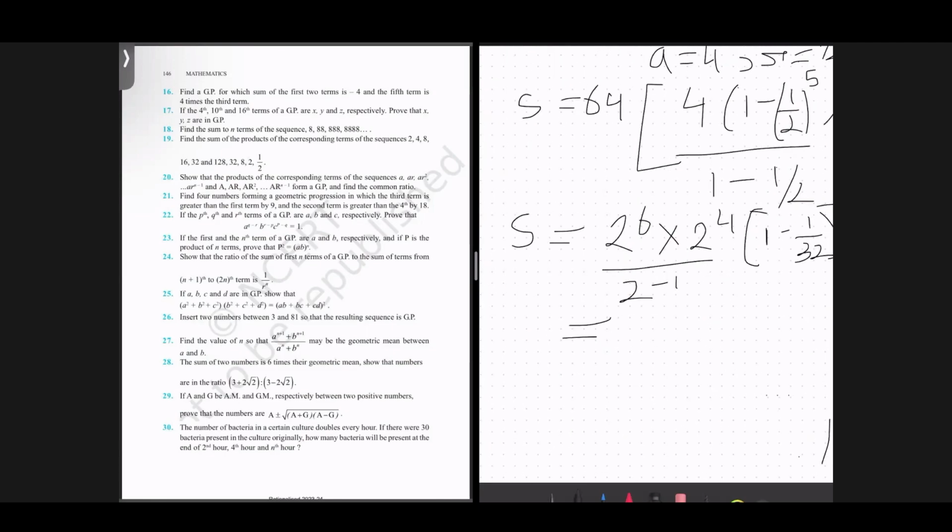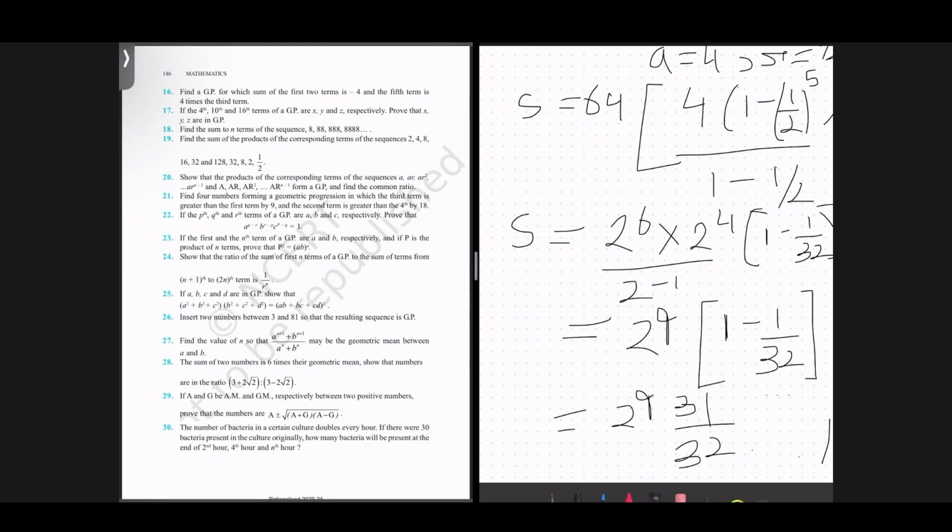The powers get added up. So here you have 2 raised to the power 9, and here you have 1 minus 1 upon 32. Correct? That is going to be nothing but 2 raised to the power 9 into 31 upon 32. Correct?